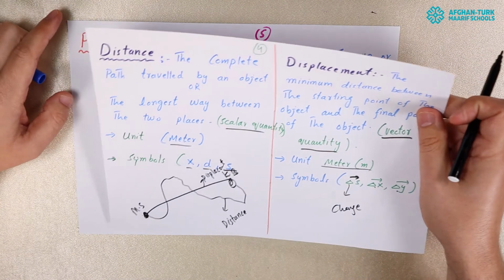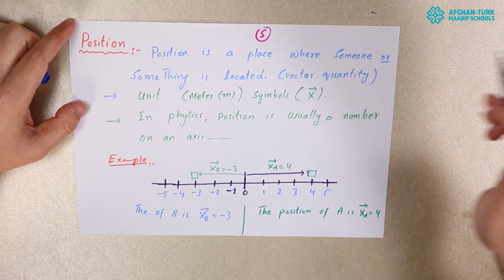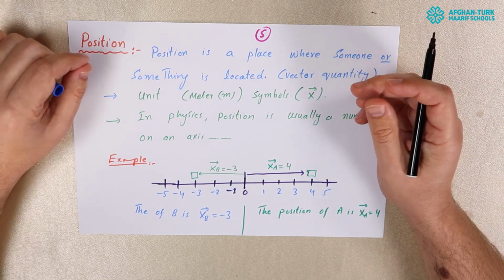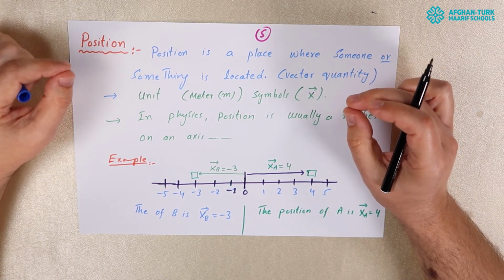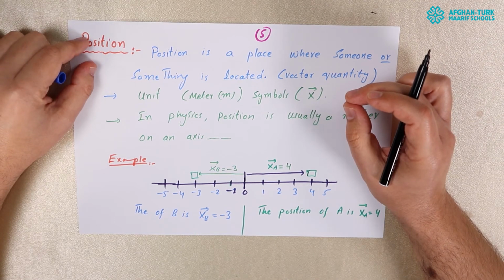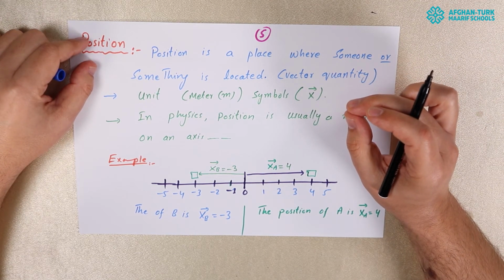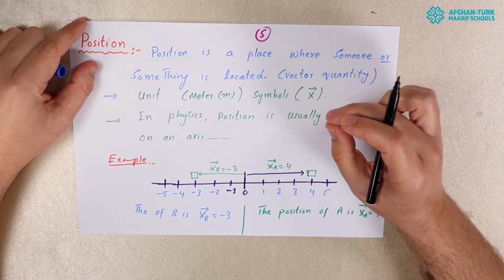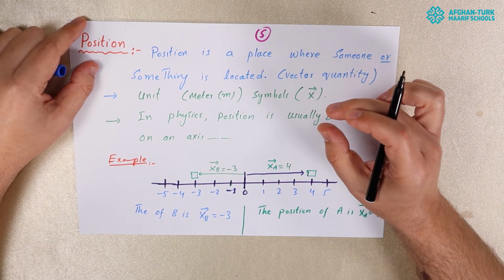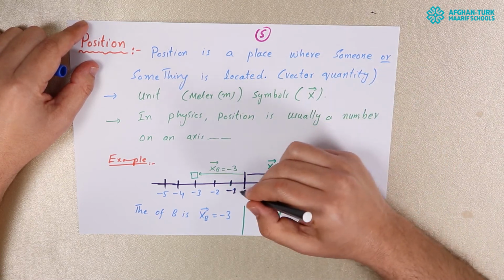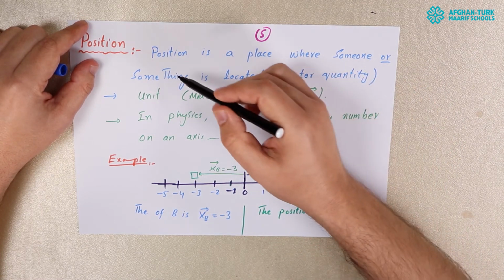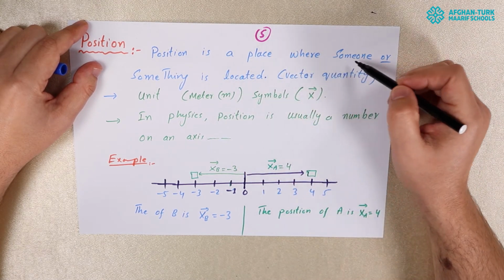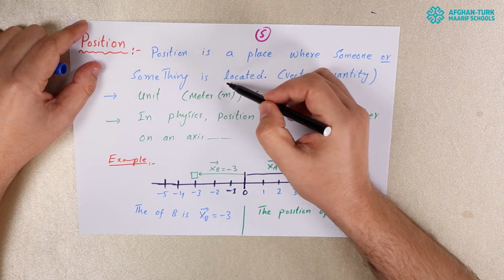Okay, on the next page we are going to discuss position. What is position? Position means your current location. For example, we are now in the studio at Ariana Afghan-Turk school. So my position is the Ariana Afghan-Turk school studio. Here I also mentioned an example. First, see the definition. Position is the place where someone or something is located.